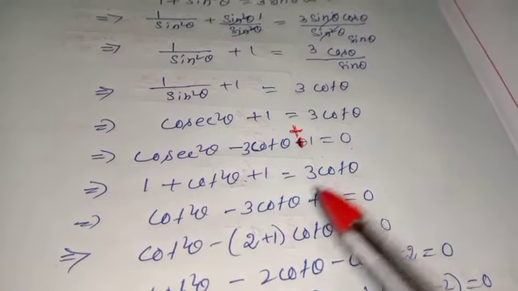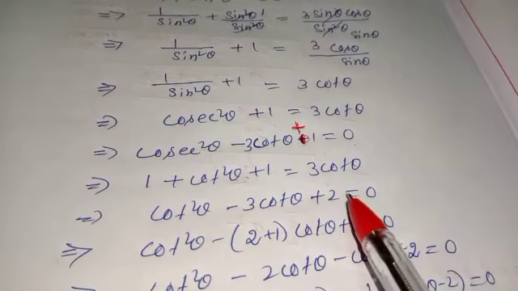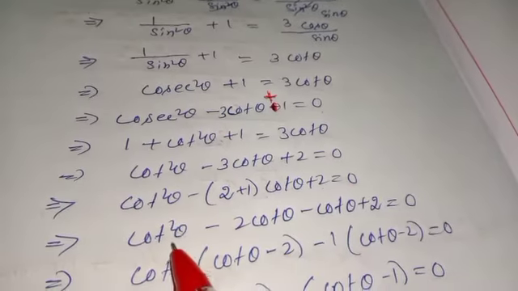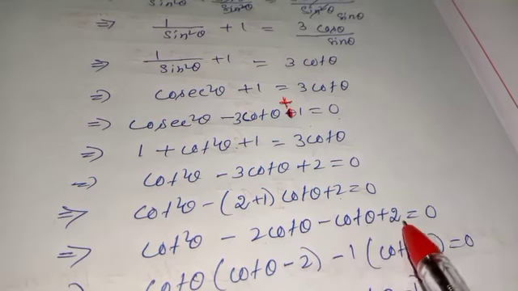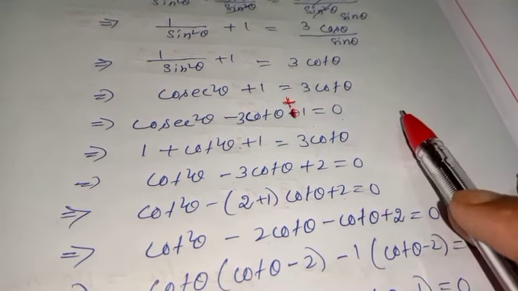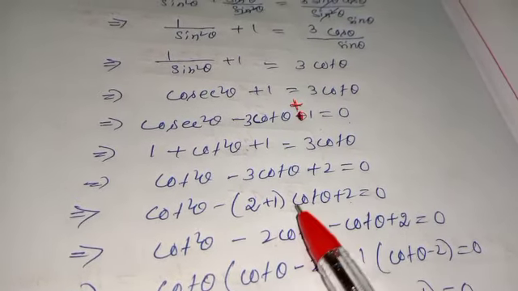I'm not taking x. So split the middle term. 3, you can write as 2 plus 1. Then 2 ones are 2. Now simplify it: cot square theta minus 2 cot theta, minus 1 minus cot theta plus 2. Like splitting the middle term, you can do it like this. Okay, how to factorize a quadratic? Just factorize it. Okay, you have to factorize it.